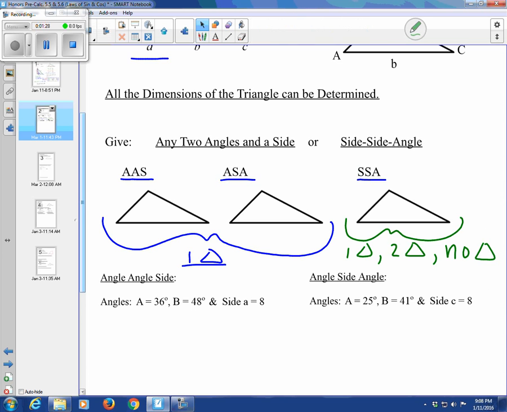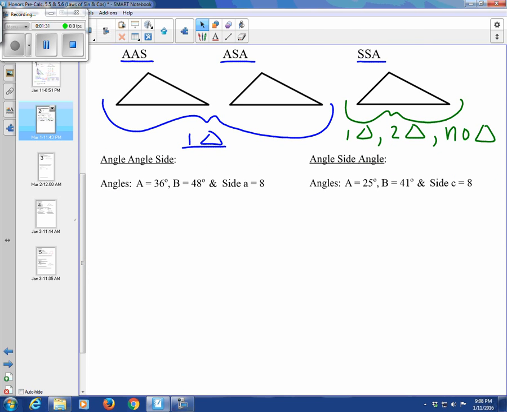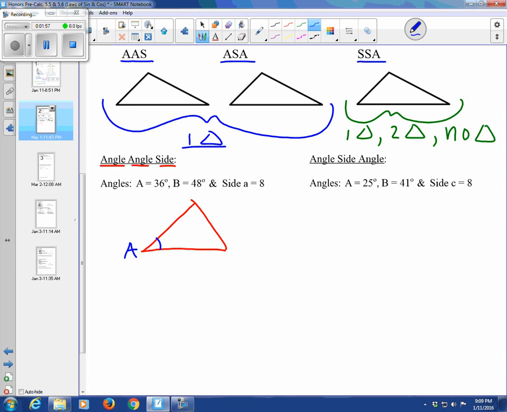So what we want to do right now is just go ahead and solve for all the dimensions that we're missing in our triangle, given angle, angle, side, and angle, side, angle. Let's start with angle, angle, side. We're given angle A is 36 degrees, angle B is 48 degrees, and side a has length 8 for some triangle. So let's draw that triangle. It looks like this. We've got our angle A, we've got our angle B, and we've got our side a opposite our angle A. That means that the dimensions we're missing are side b, angle C, and side little c.